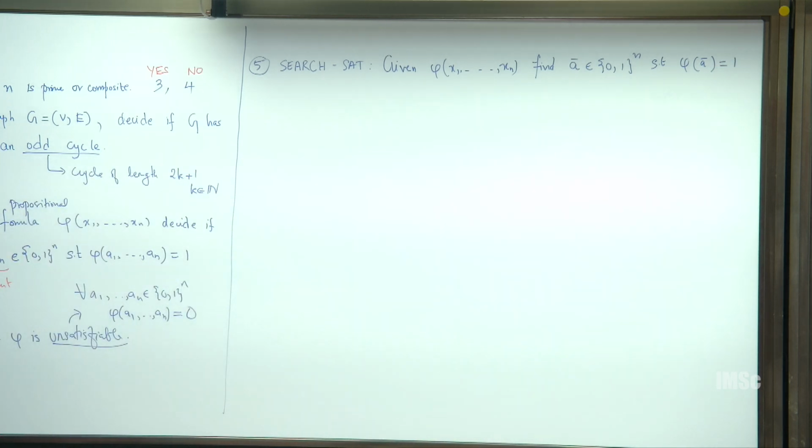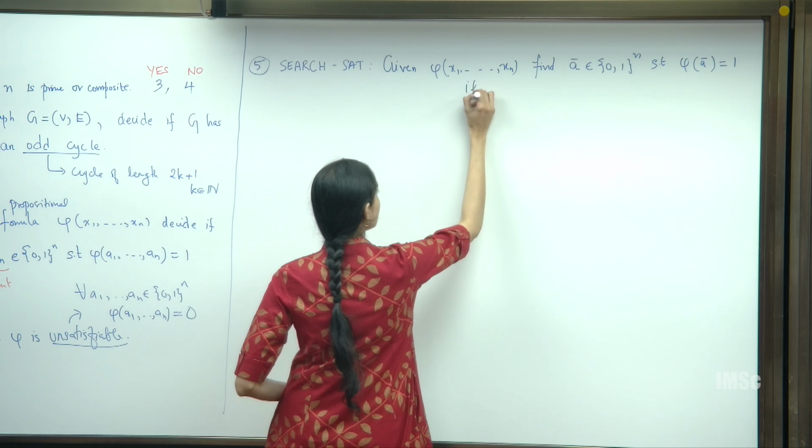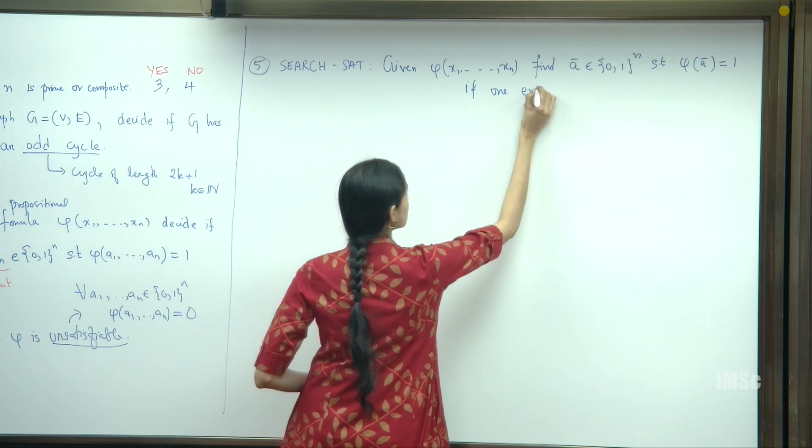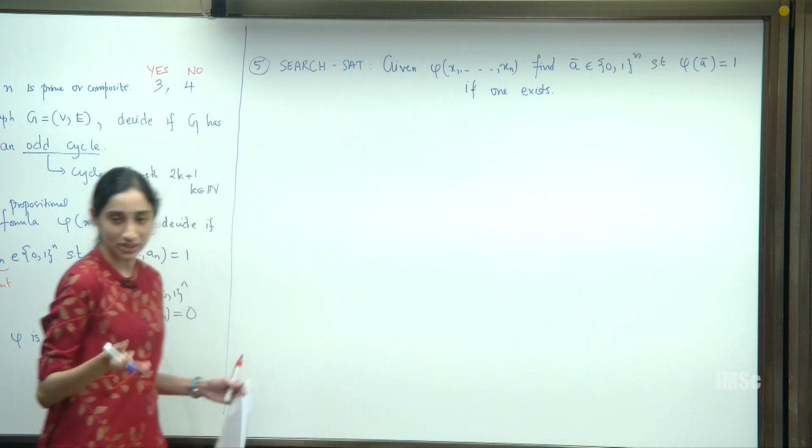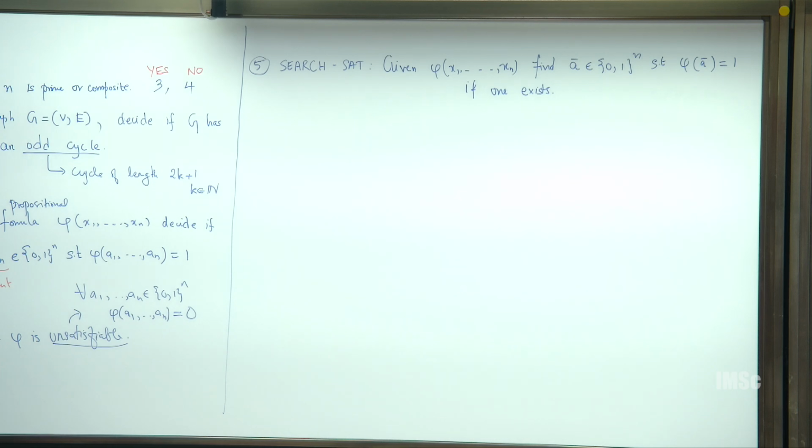Is that okay? So there is some issue with that. What if I give x1 and not of x1? Yeah, so it may not exist. So you have to find one if one exists. I mean, one may not exist, right? If it exists, find it.